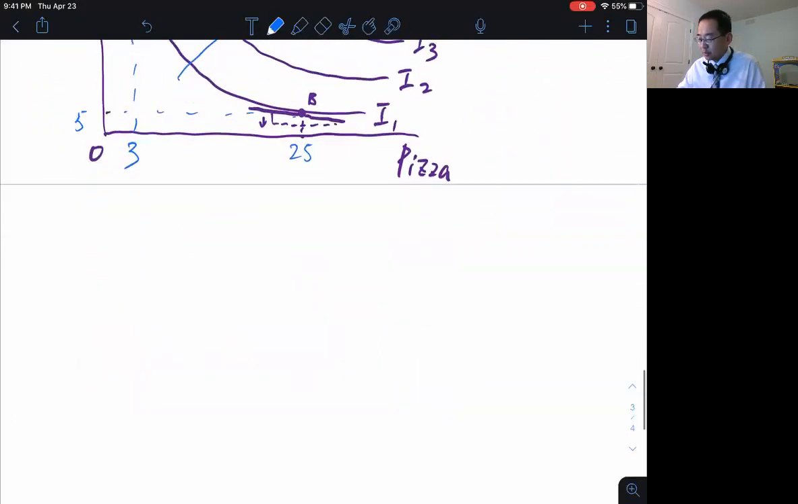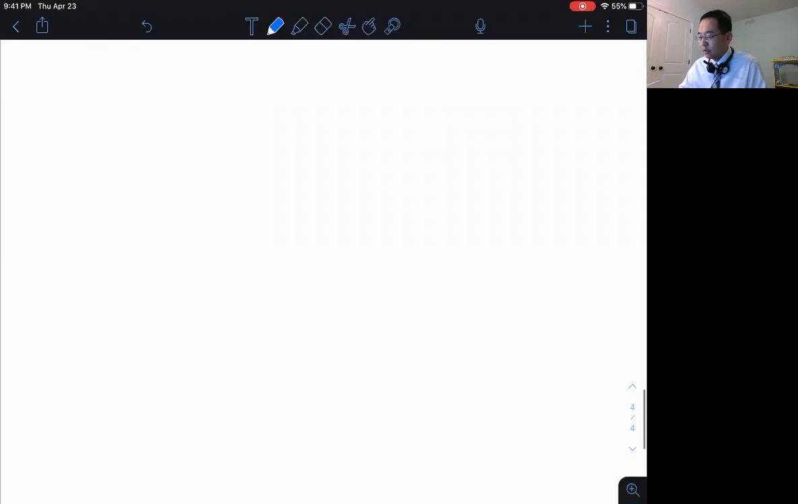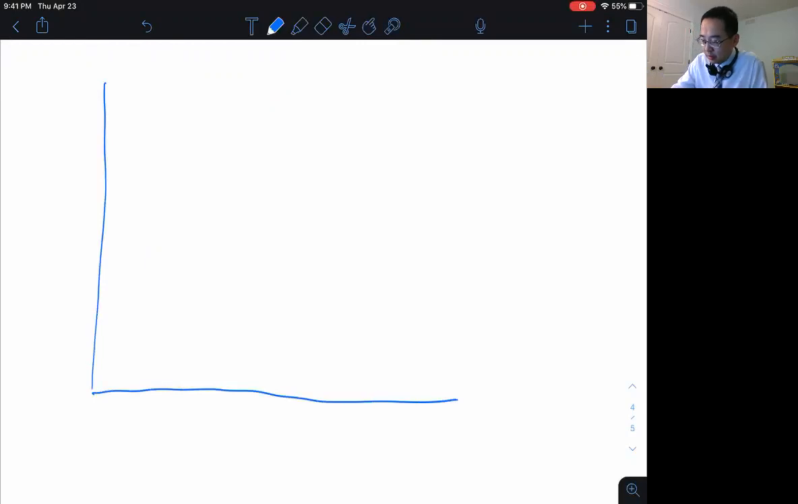And then let's put the indifference curves together with your budget constraint. So if we again look at your consumption of gas versus pizza.